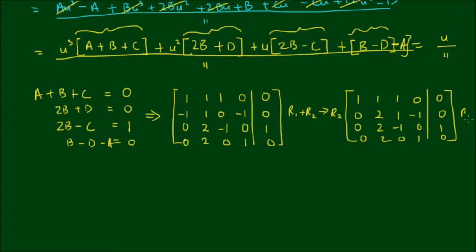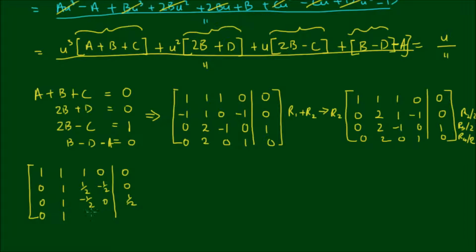Okay, so let's divide each of these rows by 2. So we'll get 1, 1, 1, 0 and 0, 0, 1, a half, negative a half and 0. We'll have 0, 1, negative a half, 0, a half, and then we will have 0, 1, 0, a half and 0.